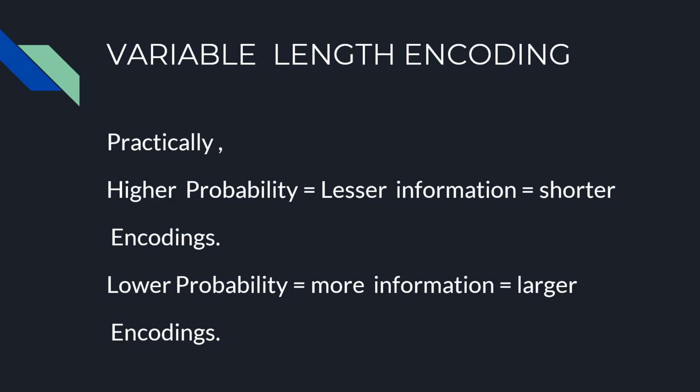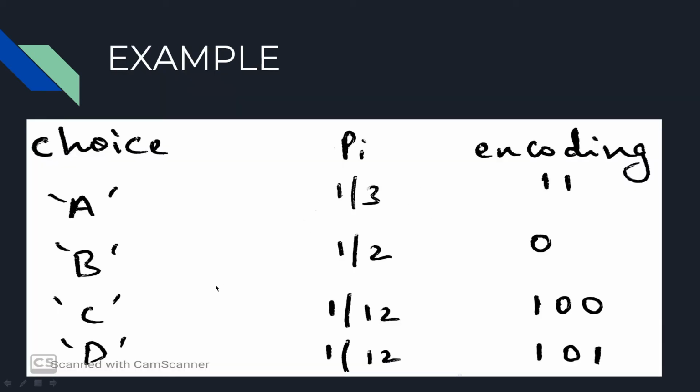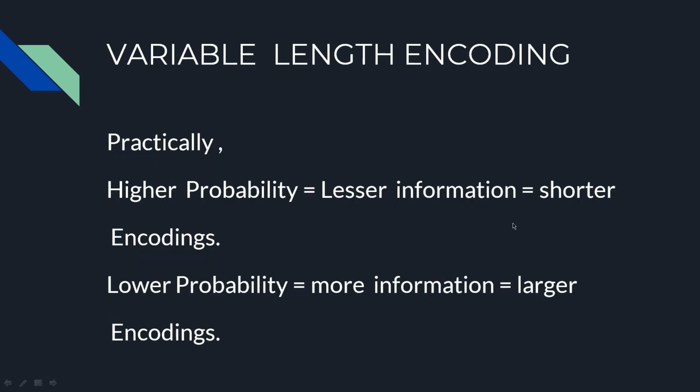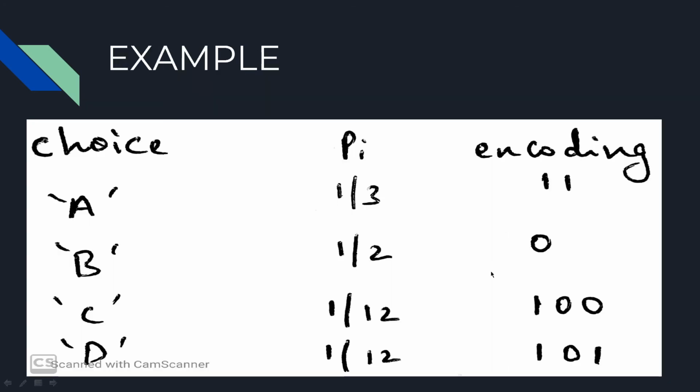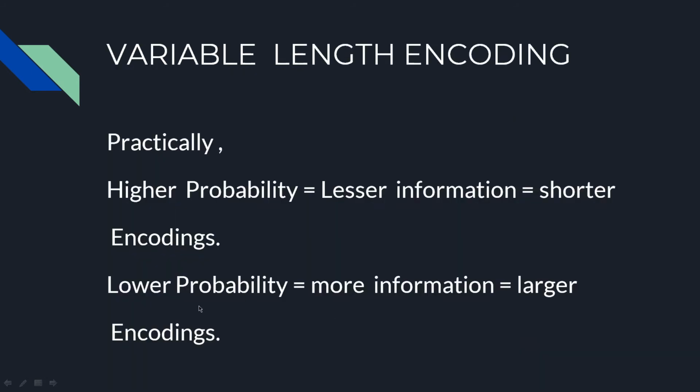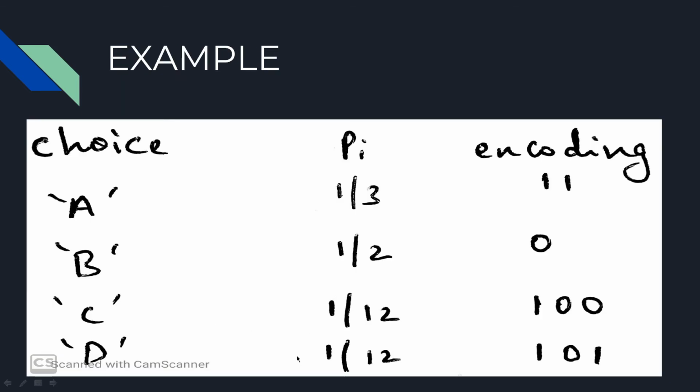Let us see how. Take this example. You can see that B has higher probability, 1 by 2, when compared to A, C and D, which has lesser information and shorter encoding. The length of B is really small, that is 1, whereas the length of A is 2, and the length of C and D is 3. Next, lower probability will have more information and larger encodings. You can see that C and D have lower probabilities, so they have larger encodings, where the length of C and D is 3, which is more compared to A and B.